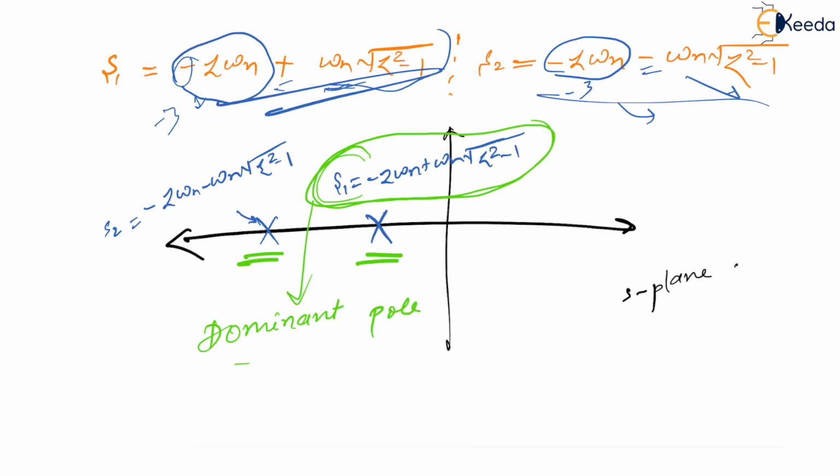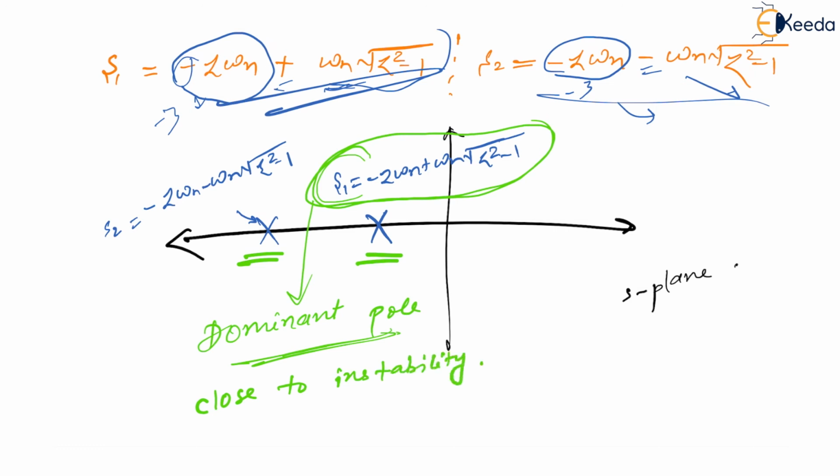Now what is the significance of this dominant pole here? Yes, let us see that significance. First of all, the pole which is closest to the j omega axis will be the dominant, because it is the pole which will be closer to instability, because we know that as our pole travels to the right half of S plane, it becomes unstable. So this S1 is the dominant pole. Why? Because it is the pole which is very, very close to instability. That is the first thing.